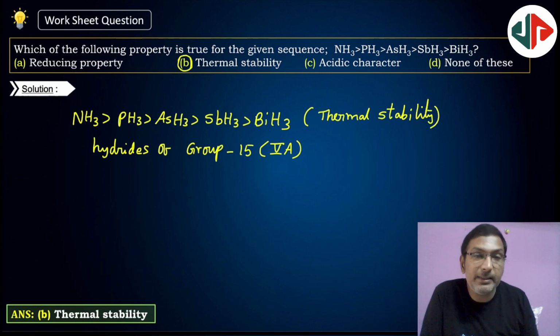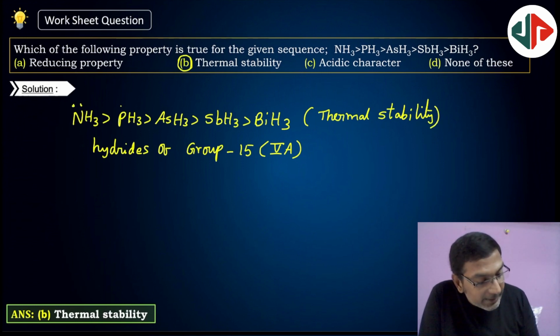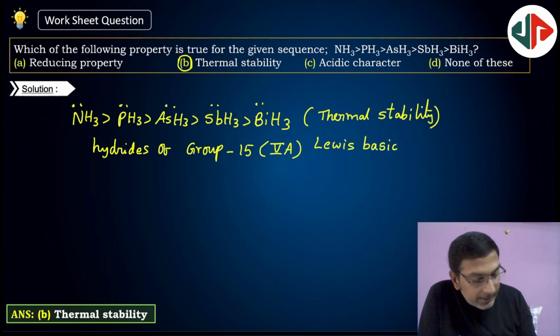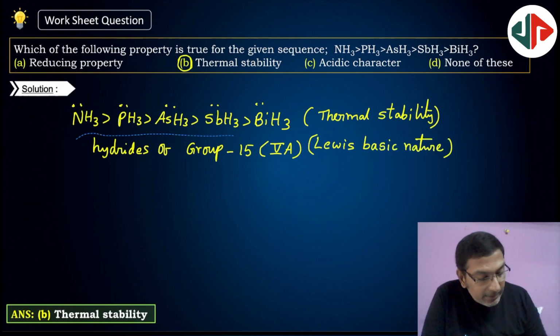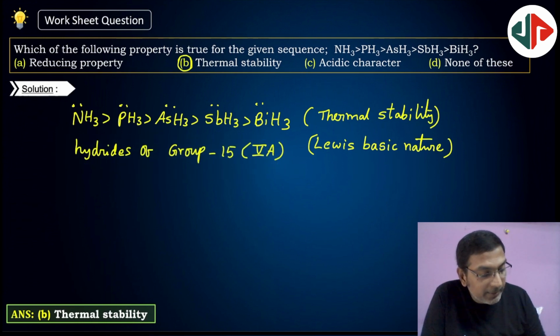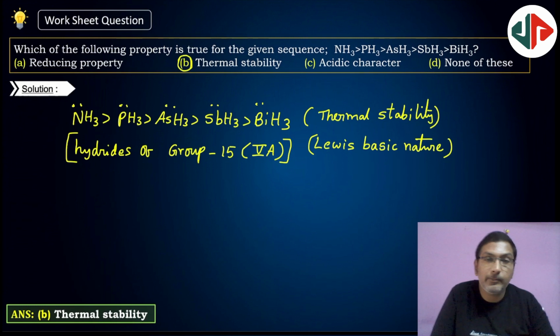Or we can write Lewis basic nature also. Lewis basic nature decreases down the group. But here in options, thermal stability only is given. Therefore, thermal stability. These are hydrides of group 15 or 5A. Nitrogen to bismuth decreases. Thermal stability decreases as well as Lewis basic nature also decreases. NH3 is most basic. Therefore, that can form complexes very easily.